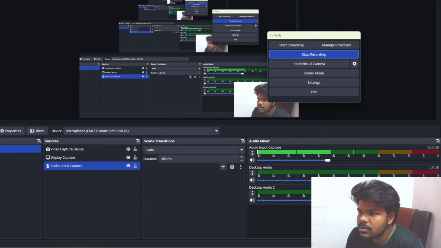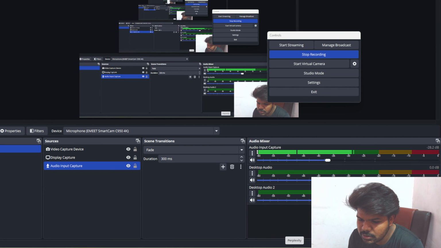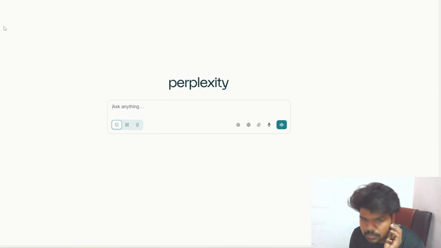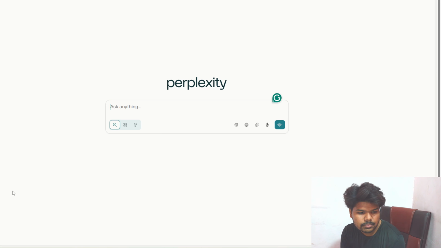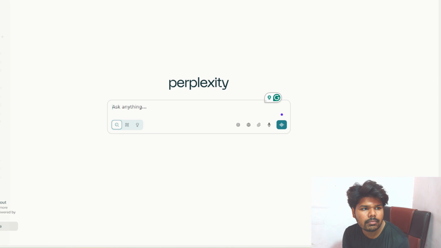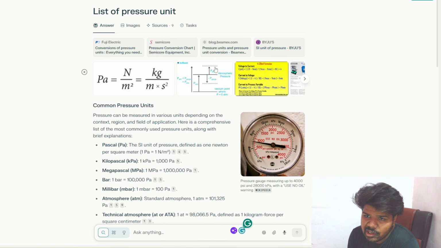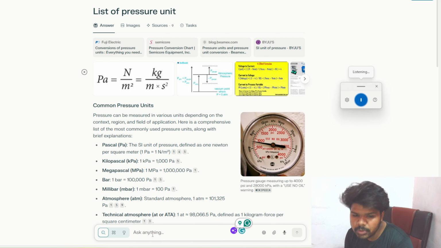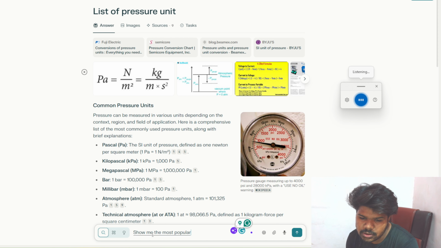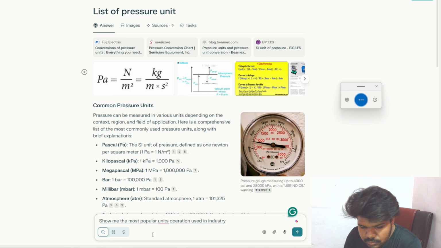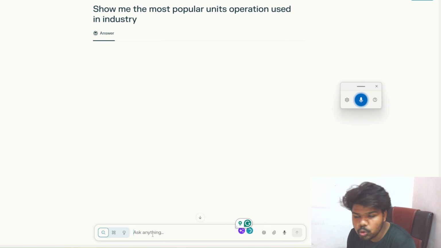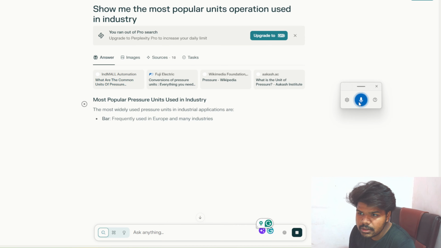So let's begin to see some units of pressure. Show me the most popular units of pressure used in industry, जो इंडस्ट्री वगैरह में यूज की जाती हैं.